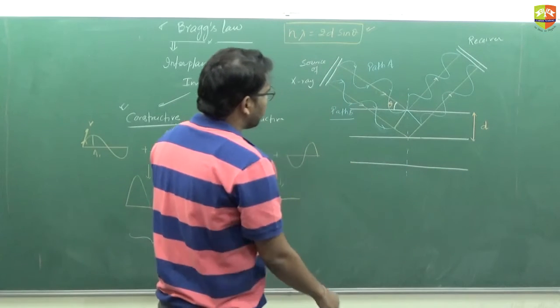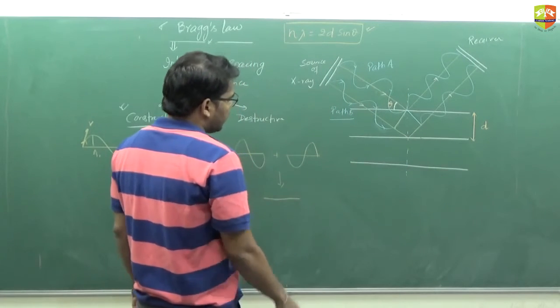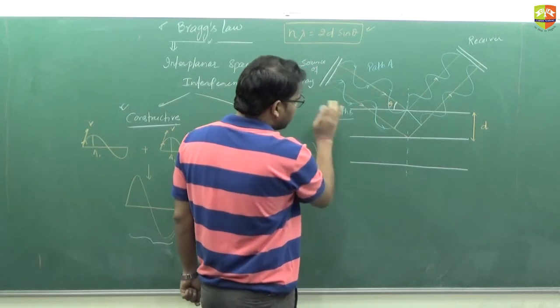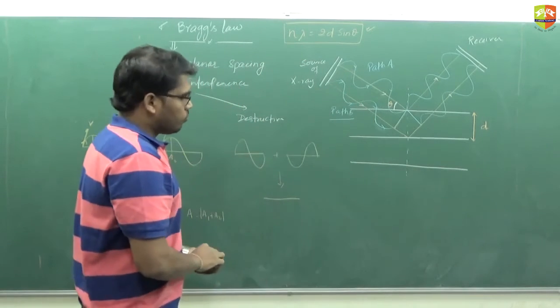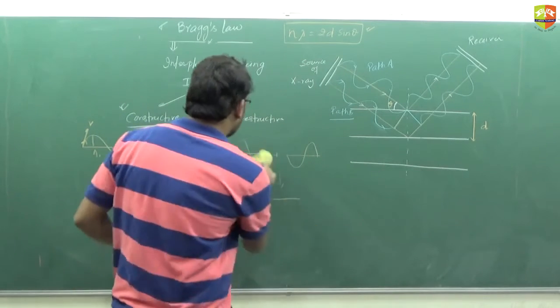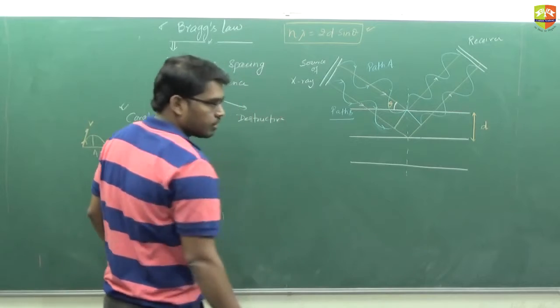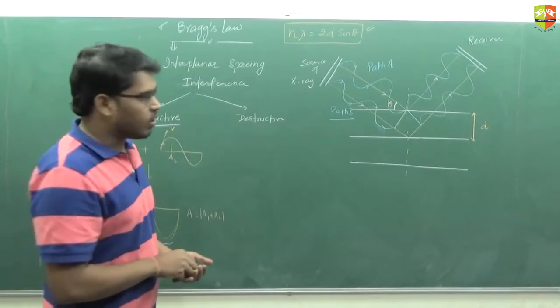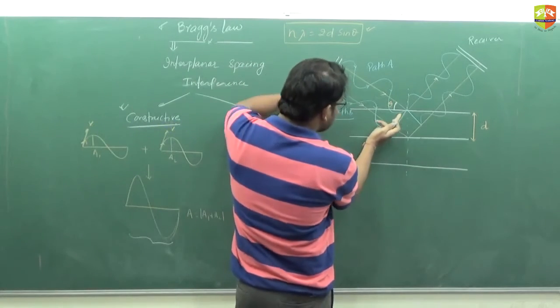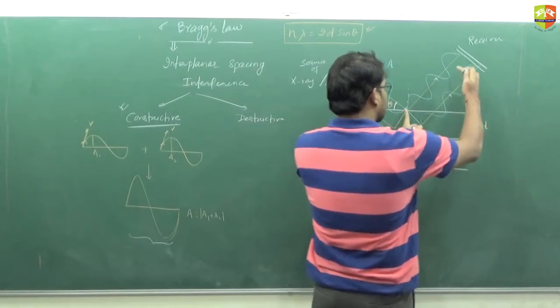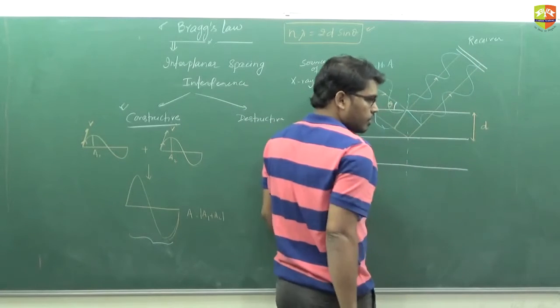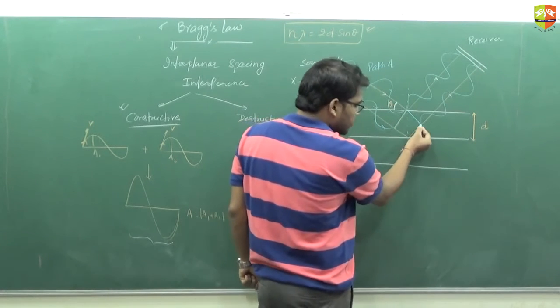Now, can you tell me path A and path B? Two different paths we have. Which path does the wave have to travel more distance, A or B? B. Correct. And what is the path difference? This distance and this distance are the same. The path difference is from this point to this point.